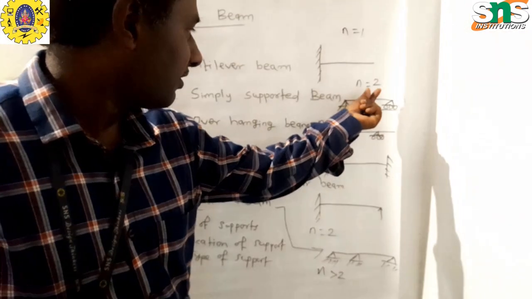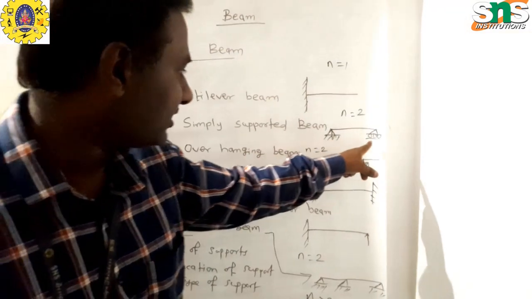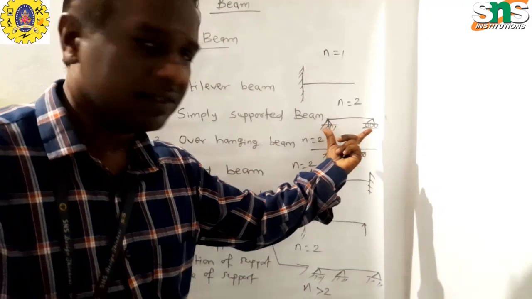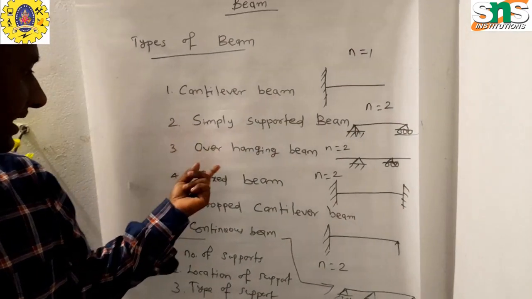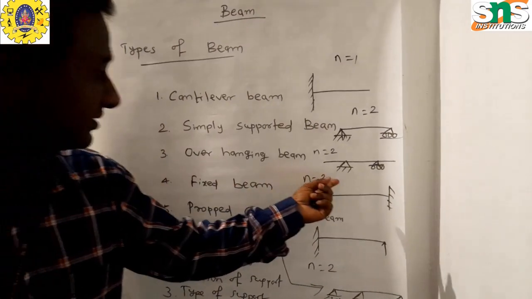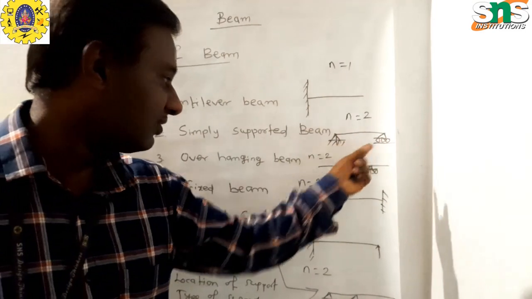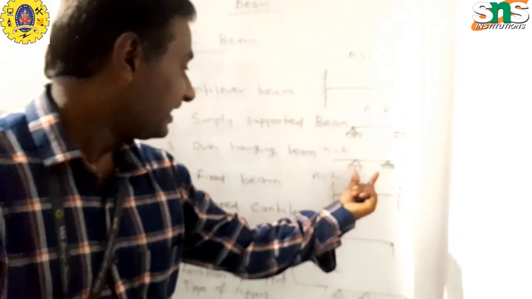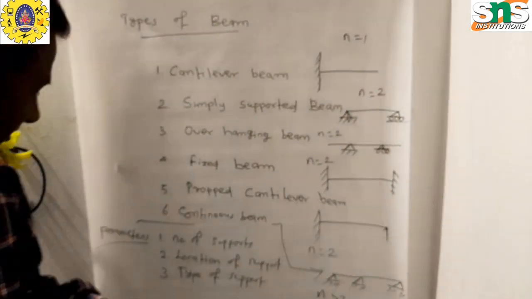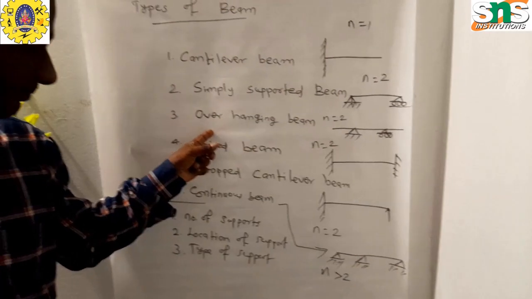Even if the number of supports is 2, but one end is hinged and the other end is roller, so both ends are simply supported, that is called a simply supported beam. But in an overhanging beam, here also the supports are the same. The number of supports is the same, hinge and roller. Here also hinge and roller, but where it is supported, the location of support, describes the overhanging beam.